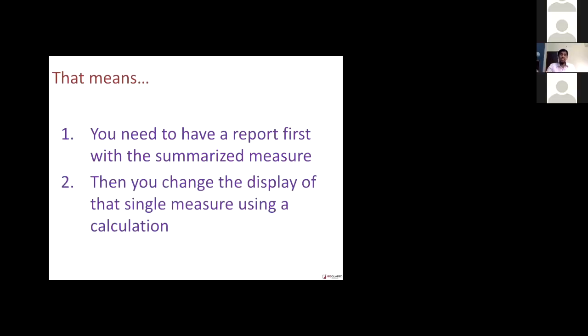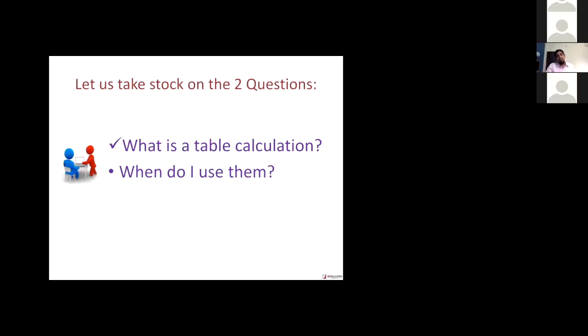And then you change the display. It's almost mental: you can imagine you have a report, you right click on that report, and then you choose a way to show this relatively. So now let's look at the two questions we started off with.